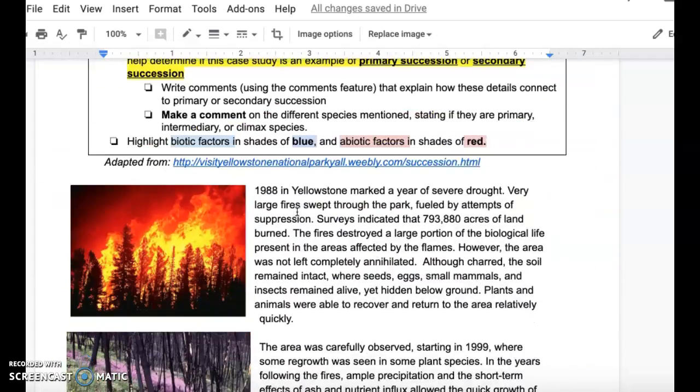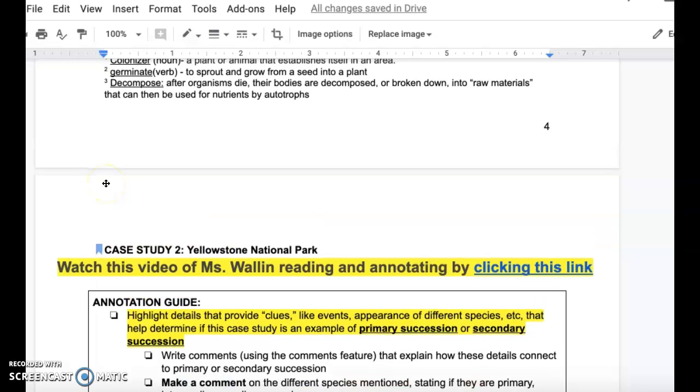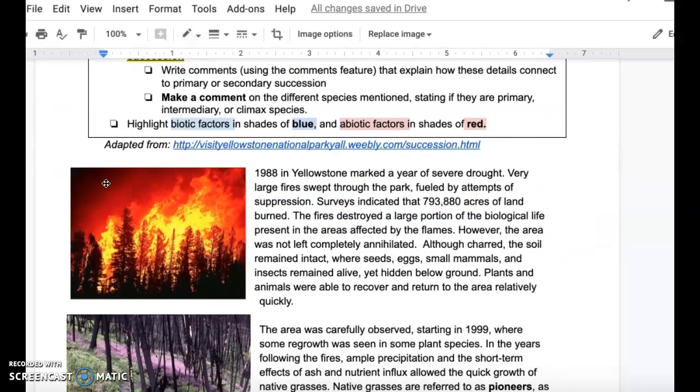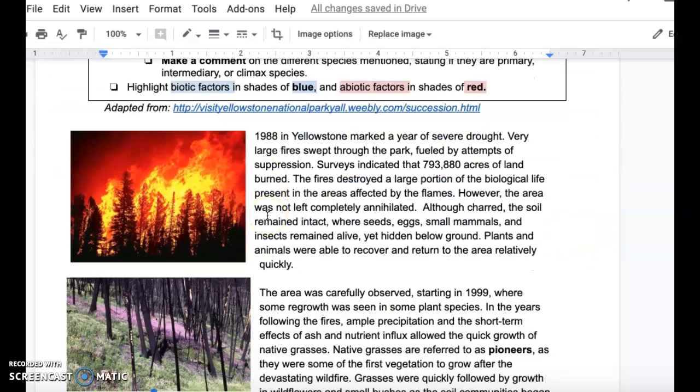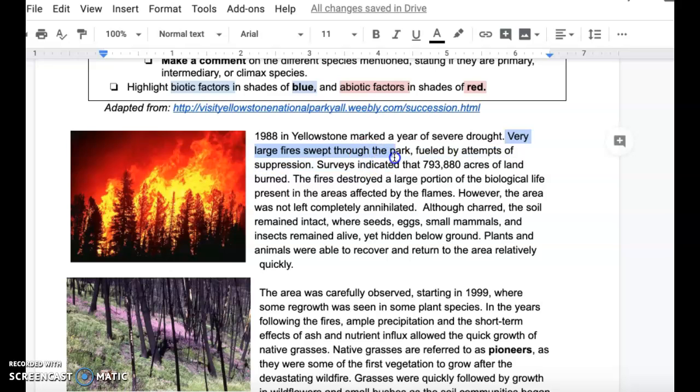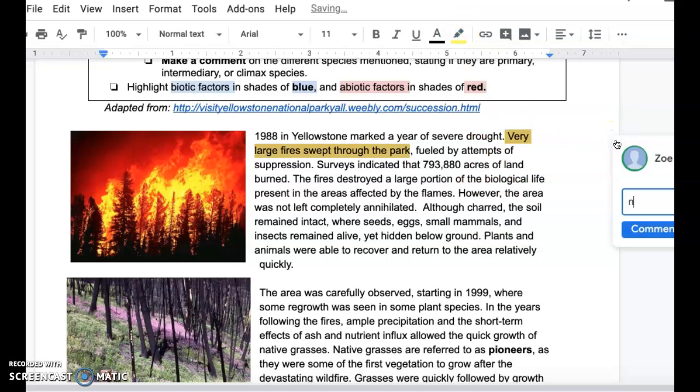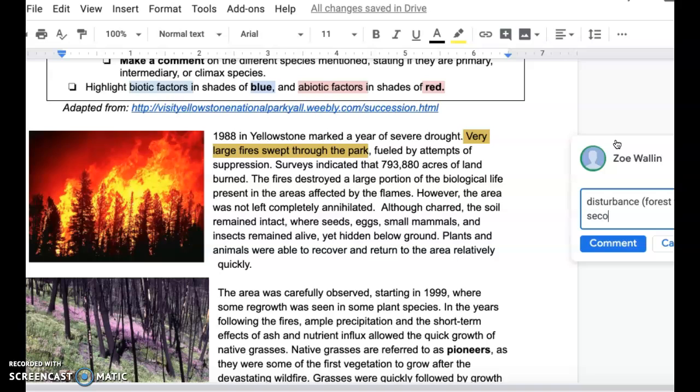Right, so this is about Yellowstone National Park. In 1988, Yellowstone marked a year of severe drought. Very large fires swept through the park, fueled by attempts of suppression. So right away, I know that this is a disturbance, forest fire. And I'm going to put secondary succession, question mark.